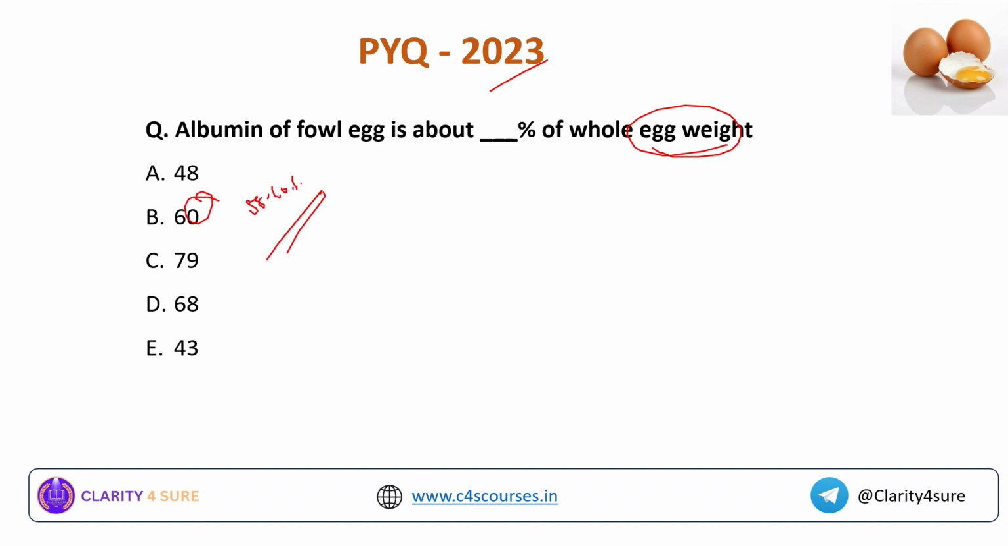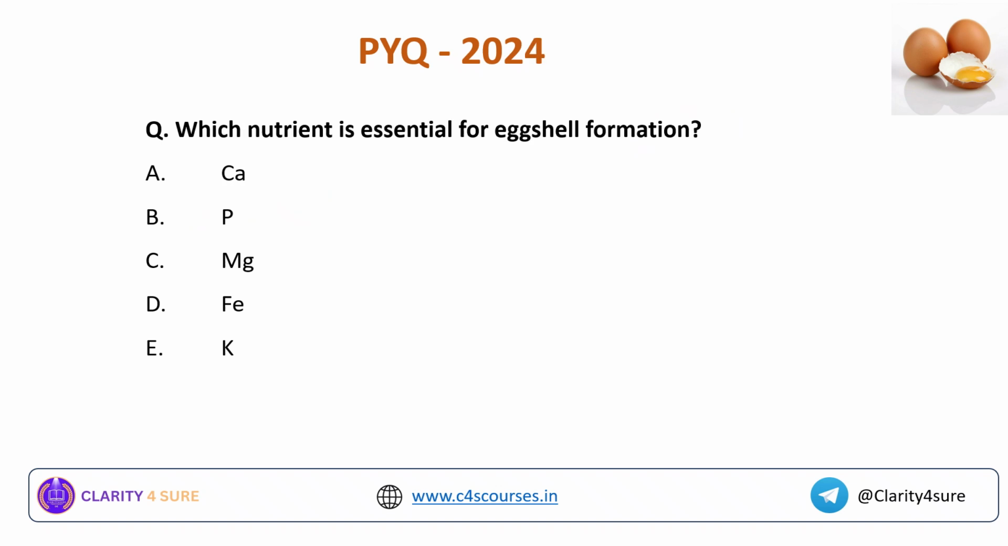Okay, this is from your 2024 examination. Which nutrient is essential for eggshell formation? The answer for this question is option A, calcium. So see, for the past 2 years there have been questions from this particular topic. So we can expect any questions or a combination of questions from this constituent of an egg specifically in the upcoming 2025 AFO examination as well.